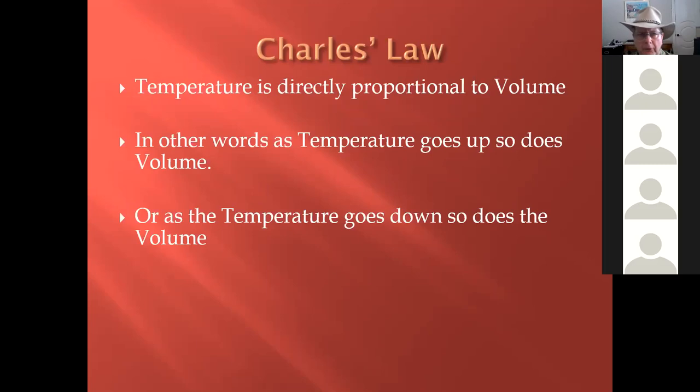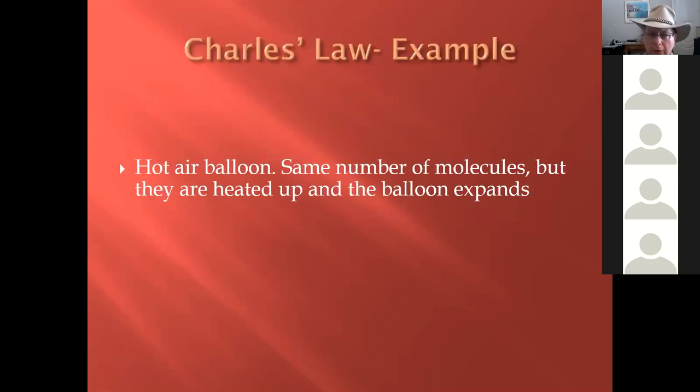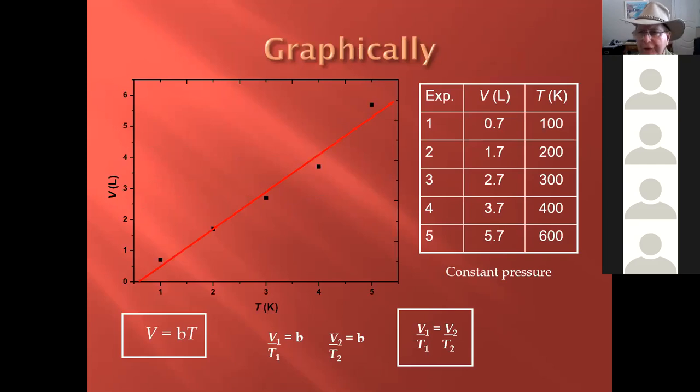Charles' law. Temperature is directly proportional to the volume. In other words, as the temperature goes up, so does the volume. As the temperature goes down, so does the volume. Think of a hot air balloon, guys. When they start out, before they start heating up the air, the balloon is flaccid. It's just lying on the ground. They start heating up the air within the balloon. The balloon expands. Graphically, it's a direct relationship. I get a straight line.